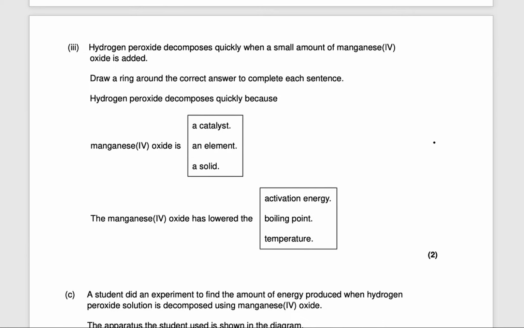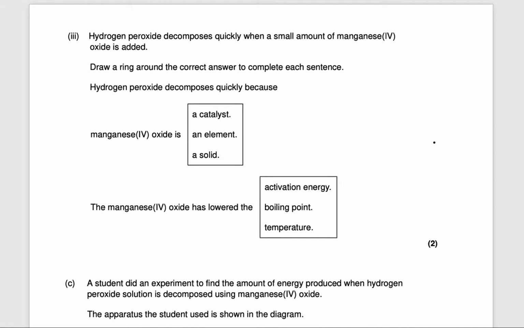Next question. Hydrogen peroxide decomposes quickly when a small amount of manganese oxide is added. Draw a ring around the correct answer to complete each sentence. Hydrogen peroxide decomposes quickly because manganese oxide is what? Well, manganese oxide is a catalyst. The manganese oxide has lowered the what? It's lowered the activation energy, for 2 marks.